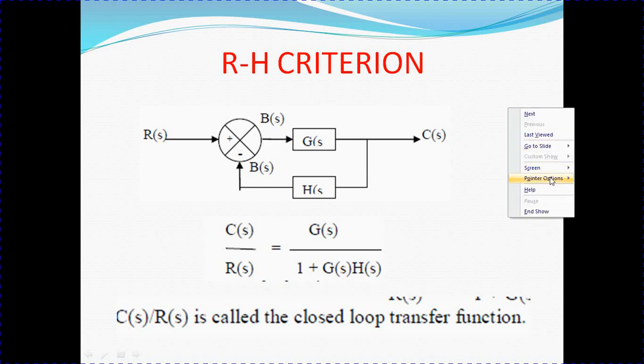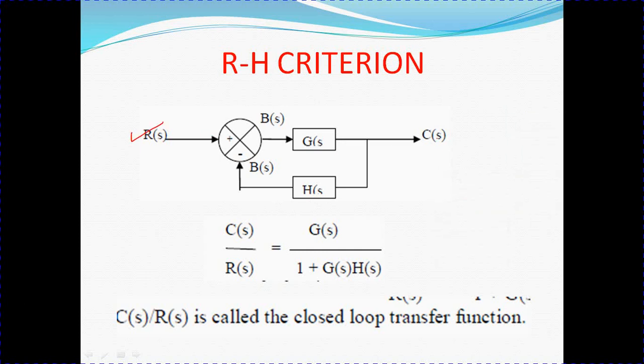This diagram shows a closed loop control system with R(s) as the input, C(s) as the output, G(s) is the forward path transfer function, and H(s) is the feedback path transfer function. So here the transfer function of the closed loop system is given by C(s)/R(s) is equal to G(s) divided by 1 plus G(s) into H(s).